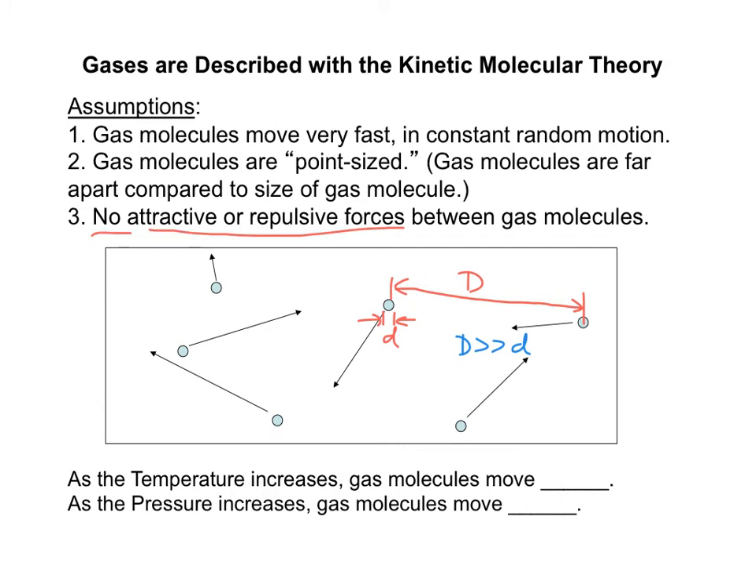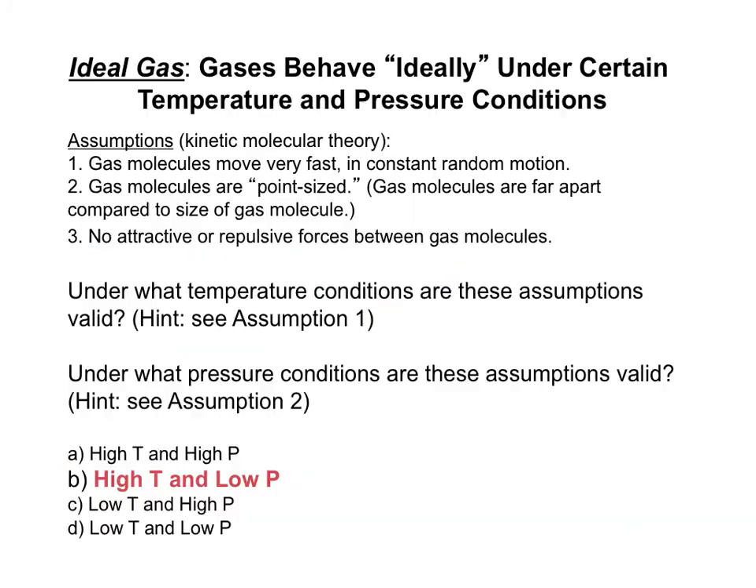How does temperature and pressure affect a gas? Stop the video and answer these two questions. And the answers are: these three assumptions are valid under ideal gas conditions, so stop the video and answer these two questions. And the answers are: at high temperature, we'll say 273 Kelvin or 0 degrees Celsius, assumption 1 is valid. Under low pressure conditions, we'll say less than 2 atmospheres pressure, assumption 2 is valid.